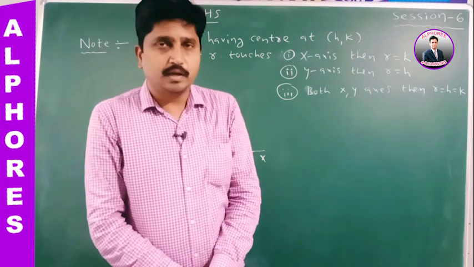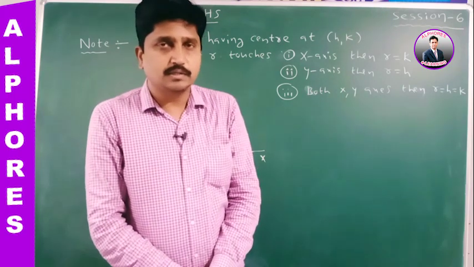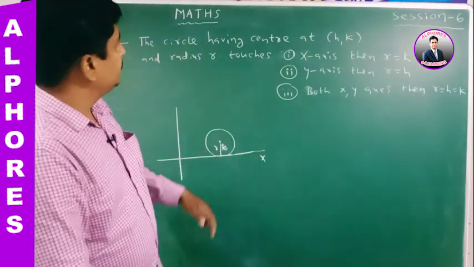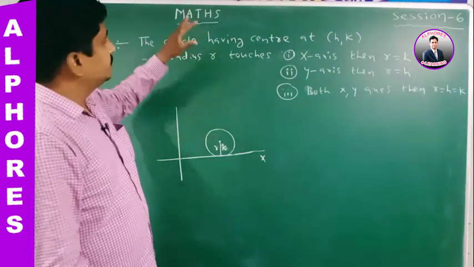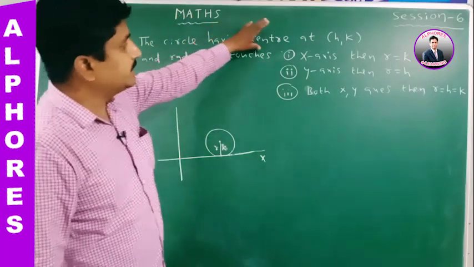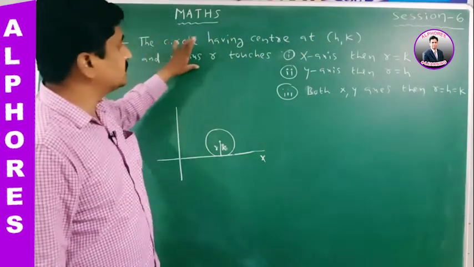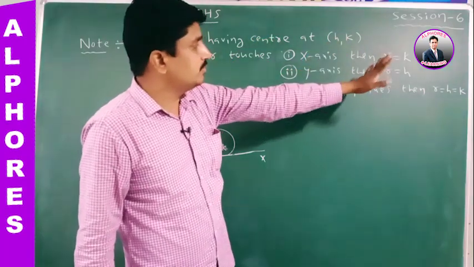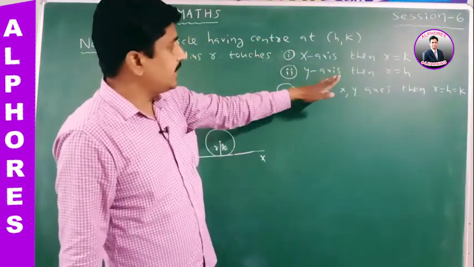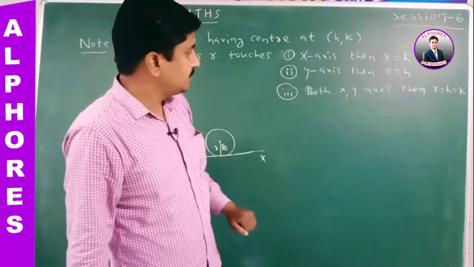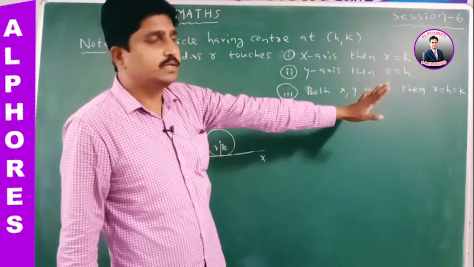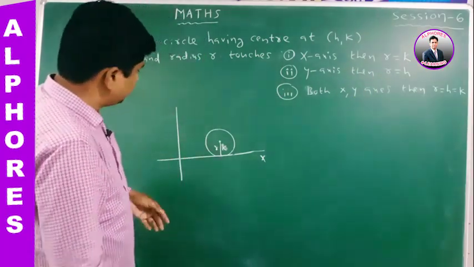Okay, today I am going to discuss one new concept. Observe here: the circle having center at (h, k) and radius r touches the x-axis, then r equals k; touches the y-axis, then r equals h; touches both the x and y axes, then r equals h equals k. Observe this diagram.